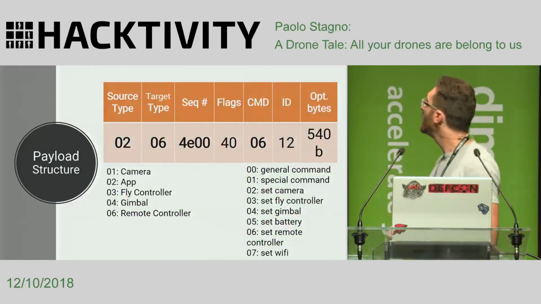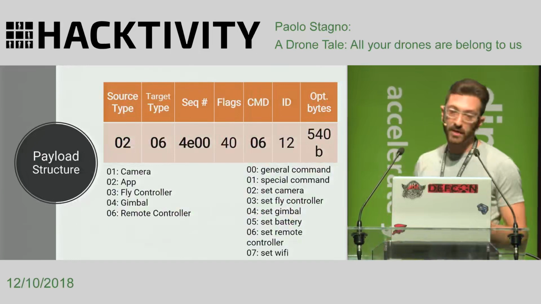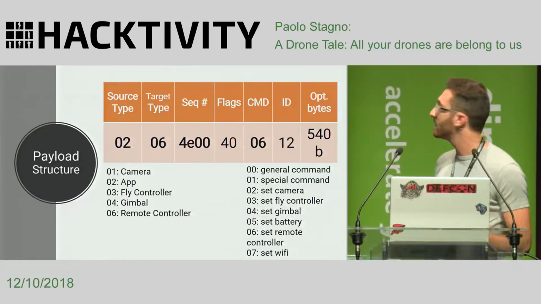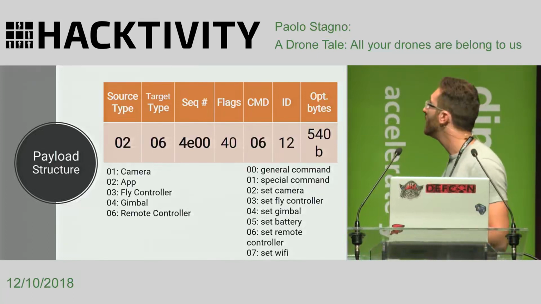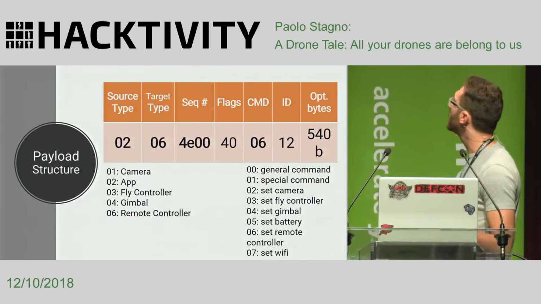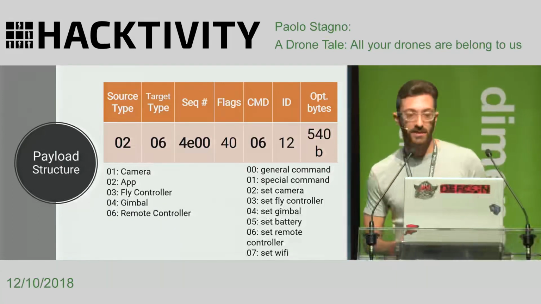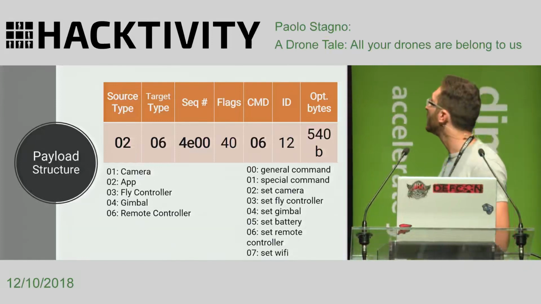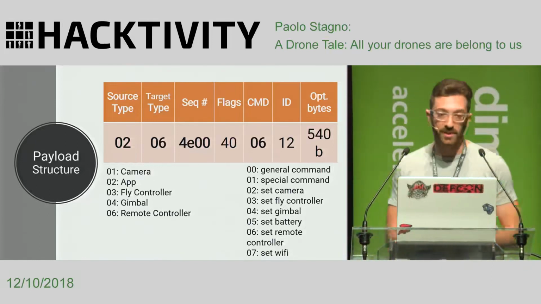And after that, we have the payload structure. The first byte tells us the source of the packet, in this case the application, which is speaking with the remote controller. After that, we have a sequence number, which is an incremental number of the packets, and a flag that, honestly, I don't know what it is used for.